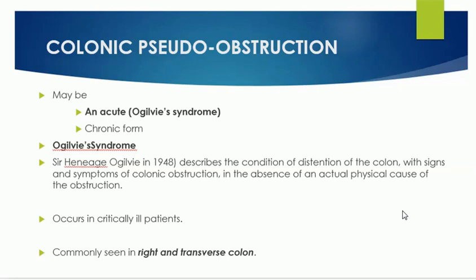It usually occurs in critically ill patients. Ogilvie syndrome occurs in critically ill patients, commonly seen in the right and ascending colon and the transverse colon. These are the usual sites where Ogilvie syndrome can occur.